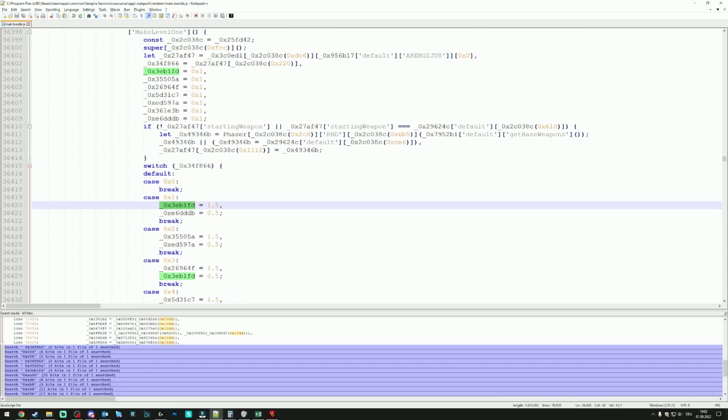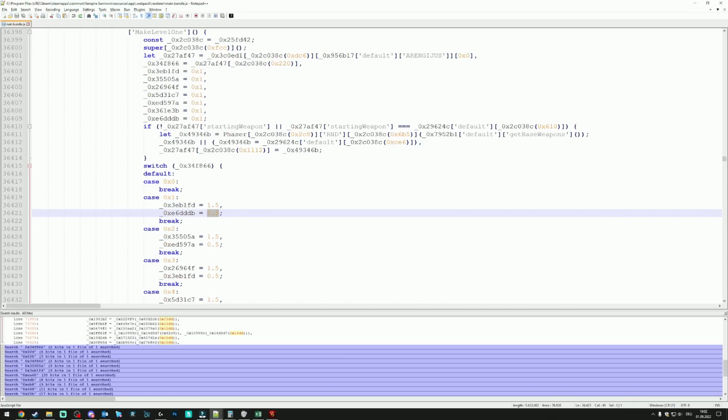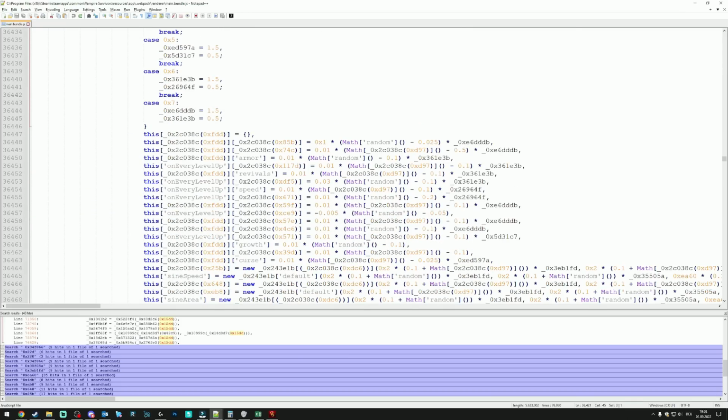The important part here is, my assumption is that this only happens once, and after testing I'm pretty sure that's the case. So up here it sets them all to 1, and down here it chooses 2 of them, sets one to 1.5 and the other one to 0.5. Why does this matter? Because it's the multiplicator that happens at the very end here.